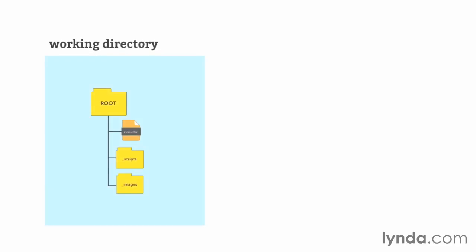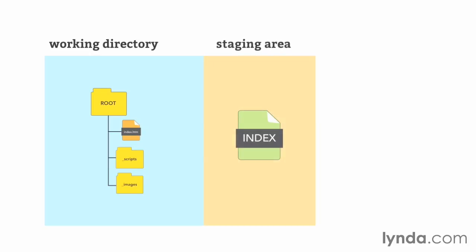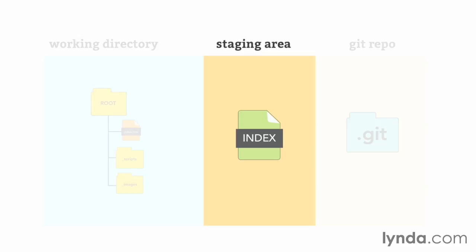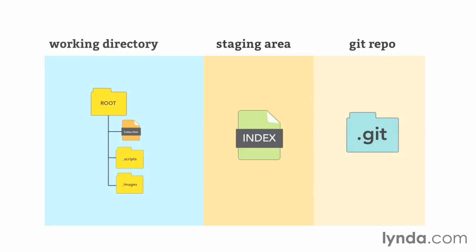Now, this also establishes the 3 basic areas of your project, and that would be the working directory, the staging area, and the Git repository. Now, your working directory contains the current state of your files, and that's going to be based on the current commit that you have. The staging area contains an index of everything that's going to be contained in your next commit, which is usually the files that have been added or modified since the previous commit. Now, once a commit is made, the commit is added to the Git repository, and the process starts all over again.